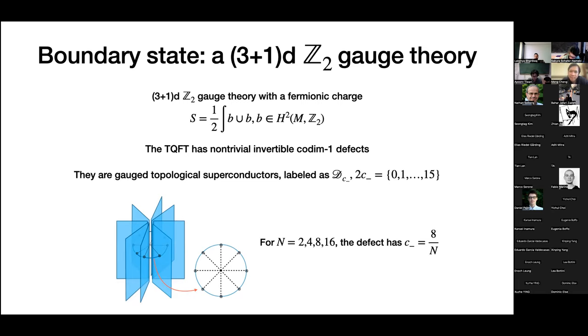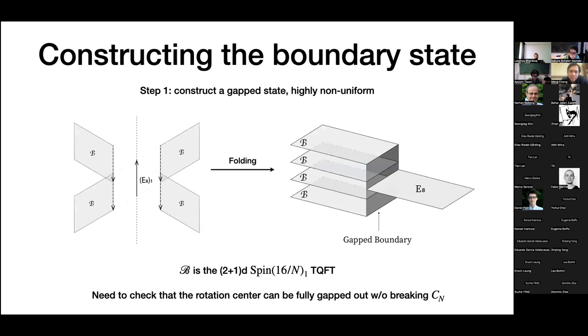Now, let me very briefly discuss the construction. First, I want to construct a defect. So let's start from the state with just the E8 level 1 CFT along the rotation axis and nothing else. To gap it out, I'll bring in four copies of some 2 plus 1 topological field theory, which I'll just denote as B, bringing four half-infinite planes of such TQFT and making them meet at the rotation center in a rotation symmetric configuration. It turns out that there's almost a unique choice of this B, which is a spin 16 over N level 1 TQFT. We can argue that, but let's just take that as given.